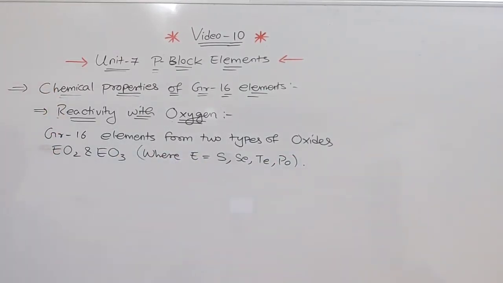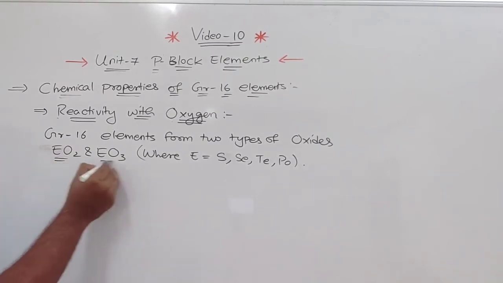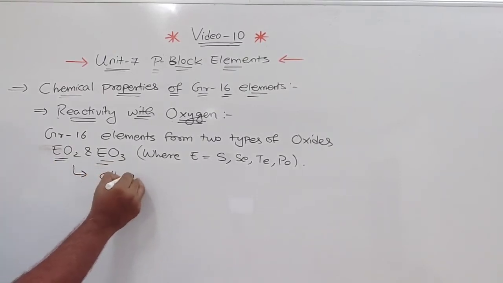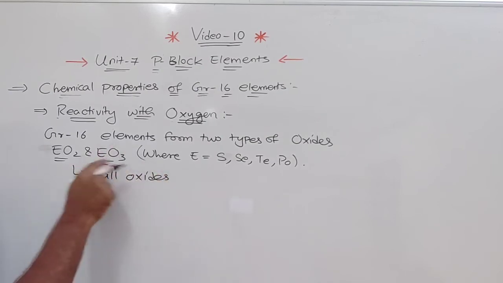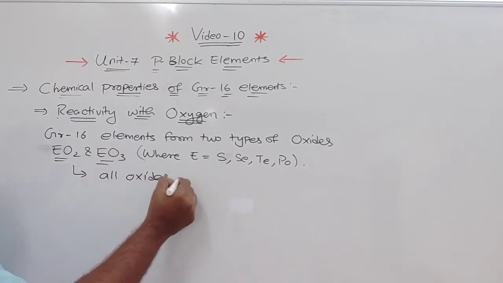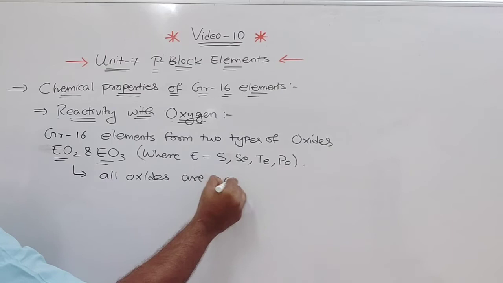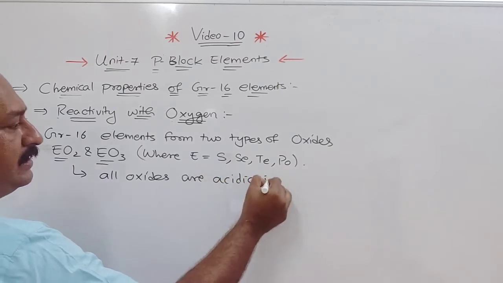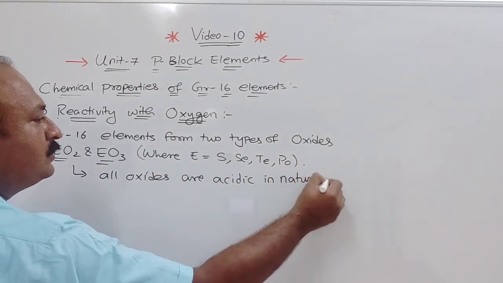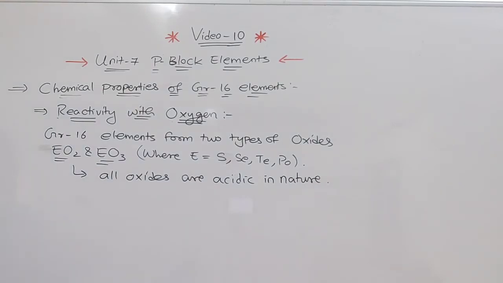Now, all the oxides which are formed, that is EO2 and EO3 type, are acidic in nature. So don't forget this. You can write this down: all oxides are acidic in nature.